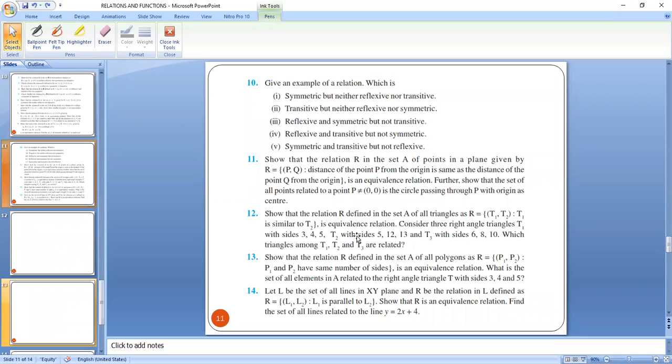Tomorrow we will start with functions, and we have 4 minutes. If you have any doubt, you can ask me. And you will be practicing all the questions so that you have command over the chapter relations. Any doubt?